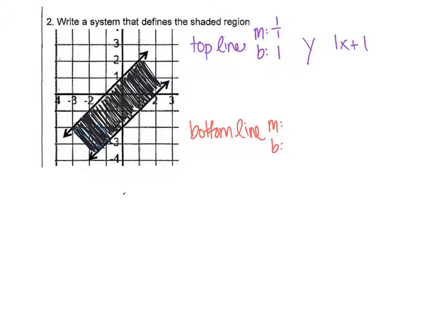Unfortunately, the screen is covering up my little cheat sheet. So there's the cheat sheet. The shading of the top line is under it, and it's a solid line. So a solid line with shading under. What is it? Less than or equal to. Excellent.